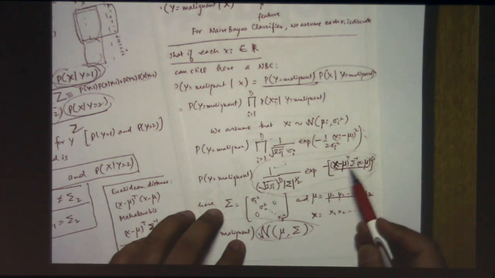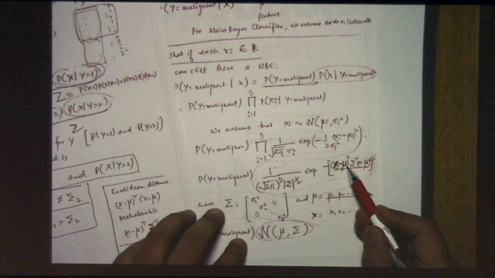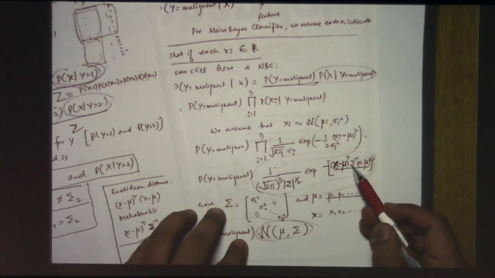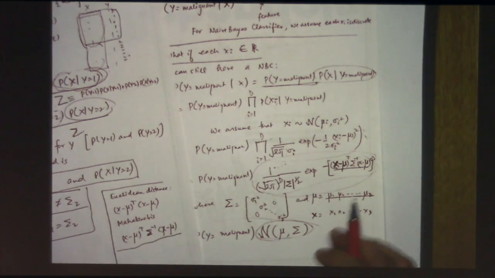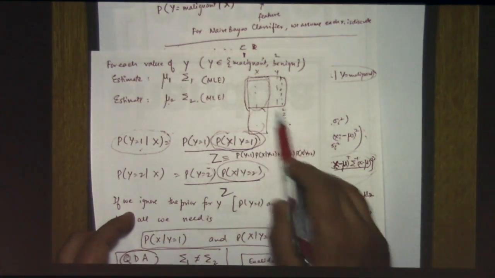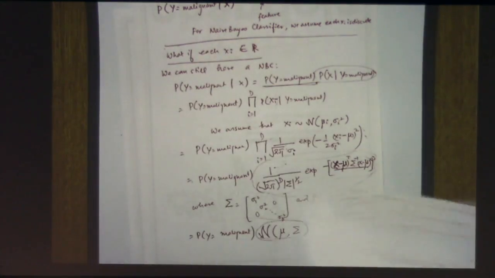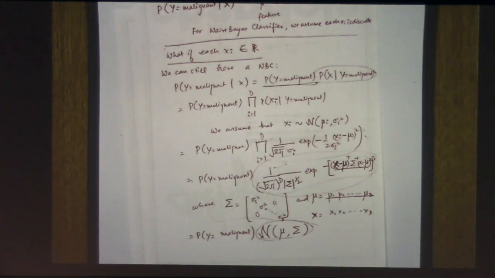For malignant, you have mu1 and sigma 1. For benign, you will have mu2 and sigma 2. In the case of LDA, the sigma will be the same, but mu has to be different. So you will compute the mu using MLE for these individual sets, but the sigma will be computed using the pooled set. Any other questions?